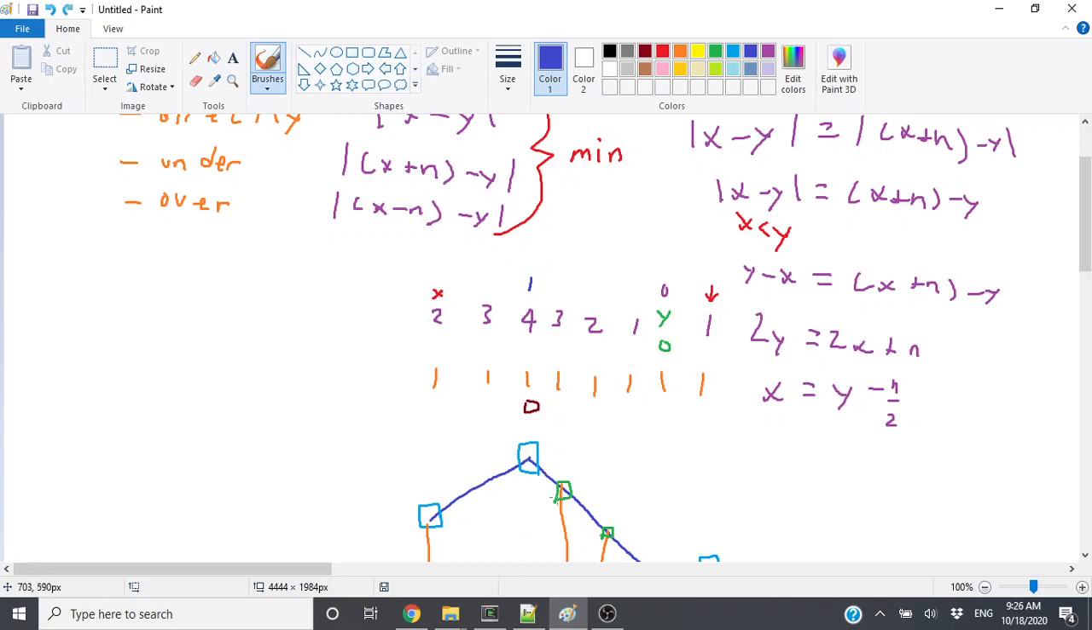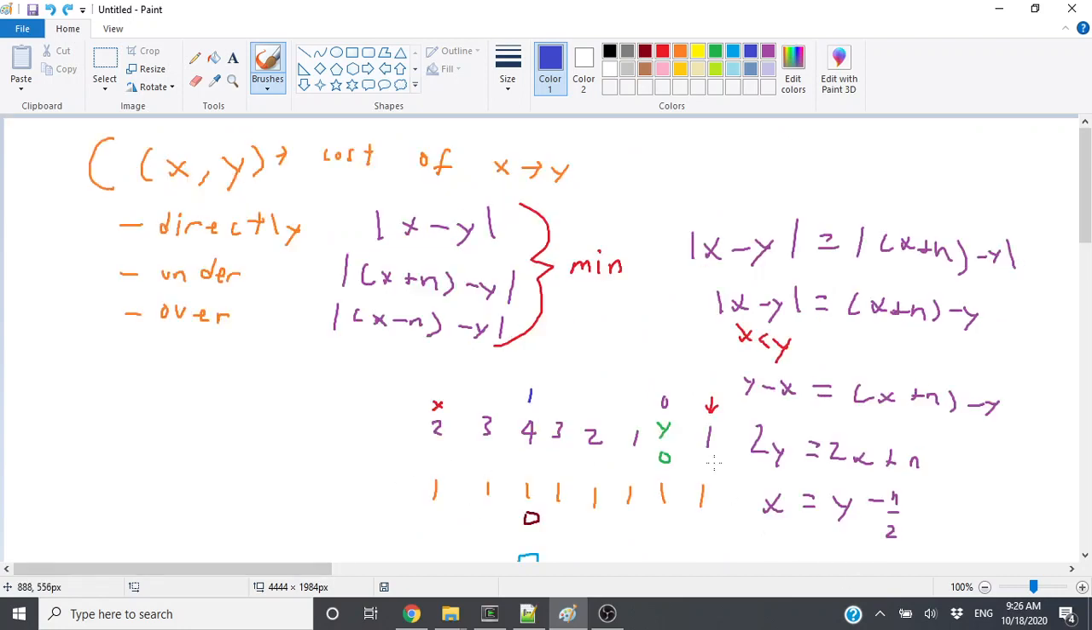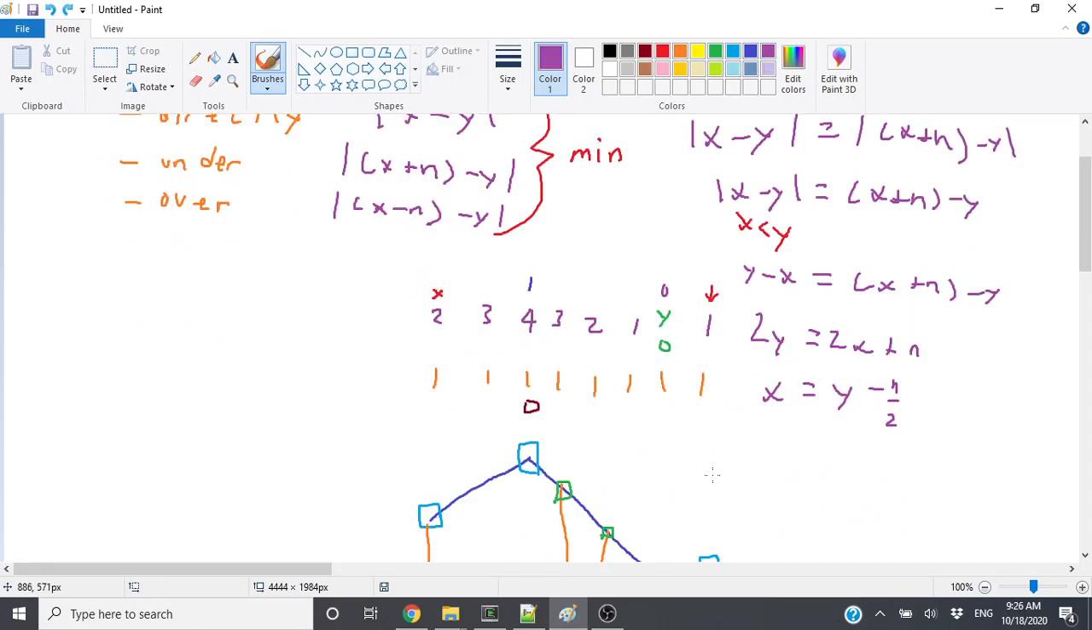And then similarly for going from directly to over, it's the same thing, but this is negative. So for over, we just have x equals y plus n over 2.